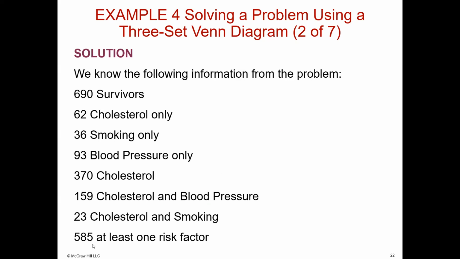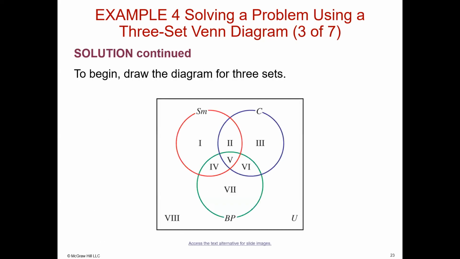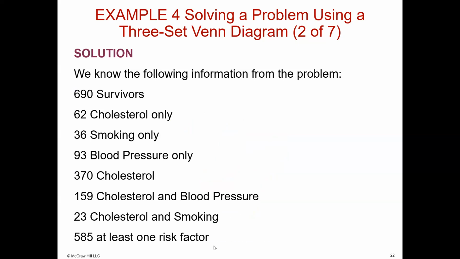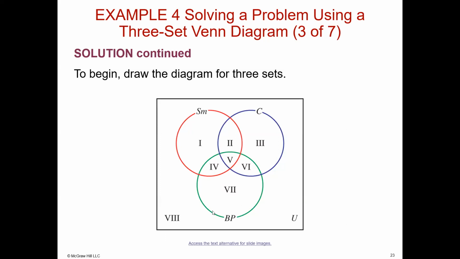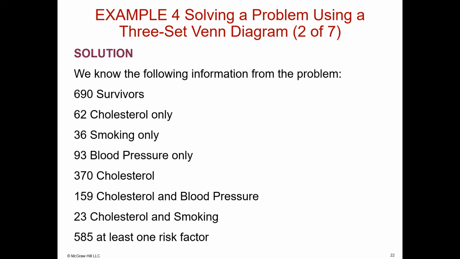No, it wouldn't, because this is saying 585 had at least one risk factor, which means if we total up the number that had smoking issues, cholesterol, and blood pressure, the total would be 585. Remember, at least one means it could be just one of them, or 2 of them, or all 3 risk factors. We're not ready for the 585, but we will keep that in the back of our mind.